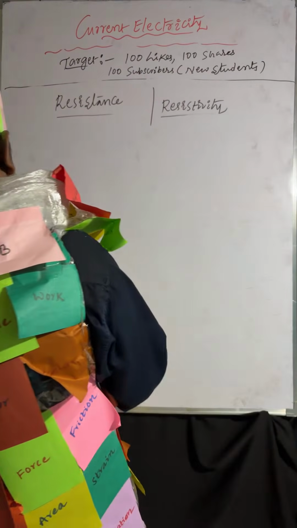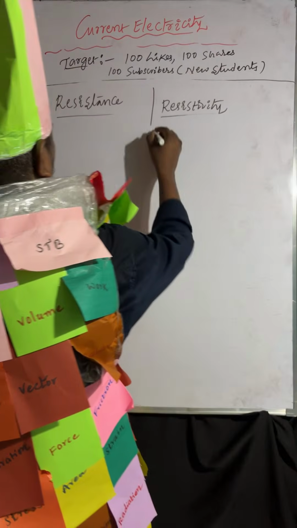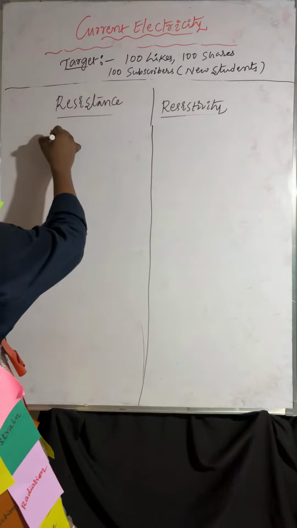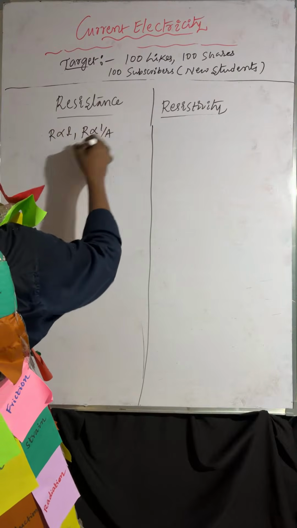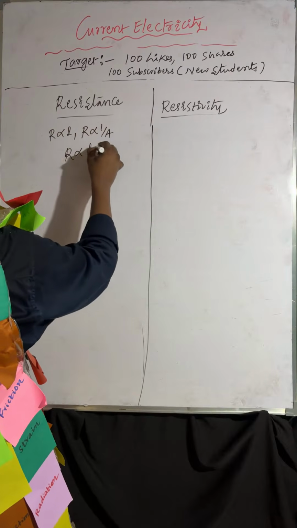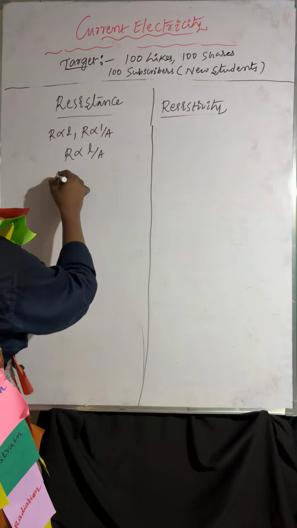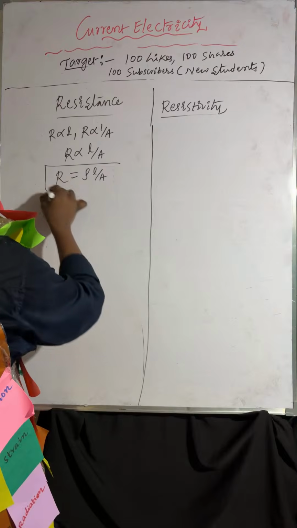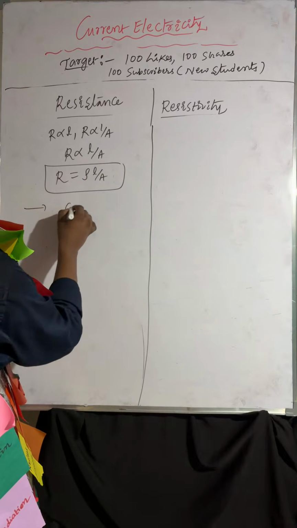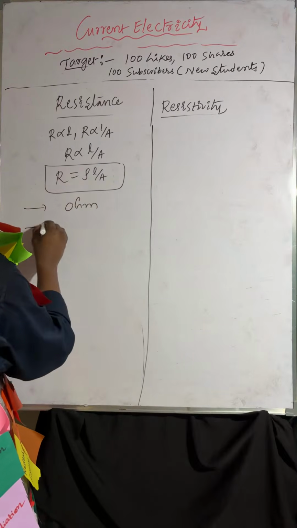So resistance is directly proportional to the length of the conductor. Resistance is inversely proportional to the area of the cross section. R is directly proportional to L by A. R equals rho into L by A. Understood or not? The SI unit of resistance is ohm.